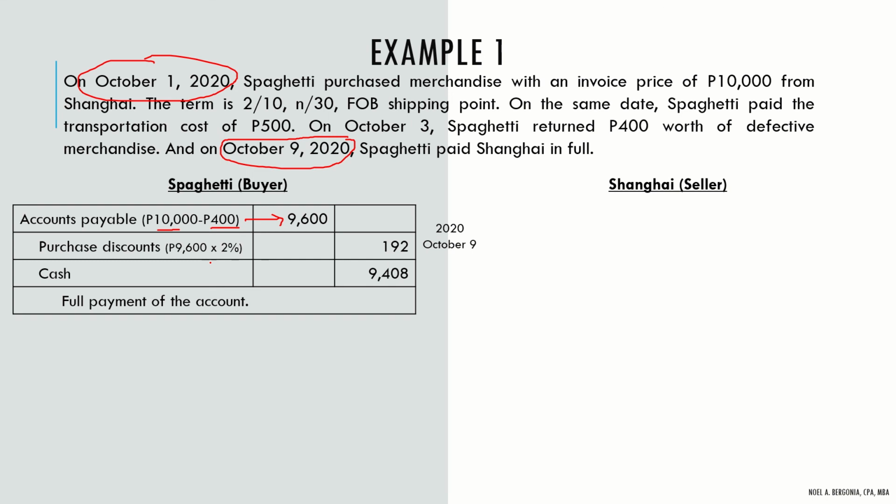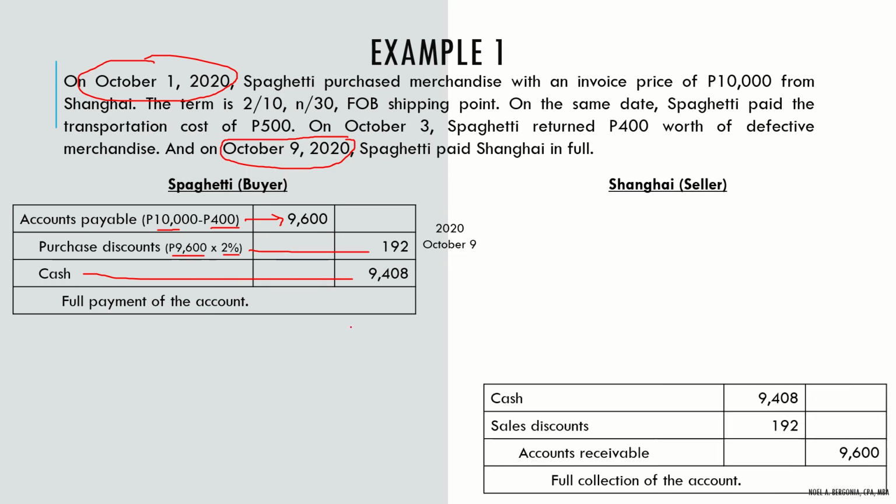So magkano yung naging purchase discount natin? Yung 9,600 na natitirang utang natin times the 2% discount, since na-avail po natin yung discount, that would be 192 pesos. Okay? And then yung babayaran na lang po natin would be less the discount. So, yung 9,600 na utang minus po yung discount na 192. Kaya ang ating amount to be paid lang is 9,408. Okay? And that is the entry for spaghetti.